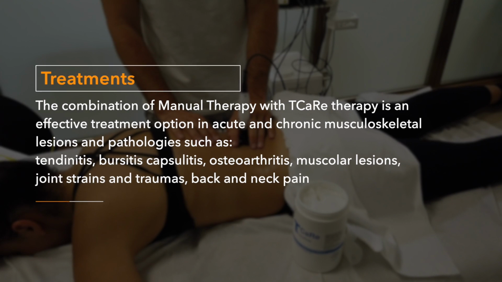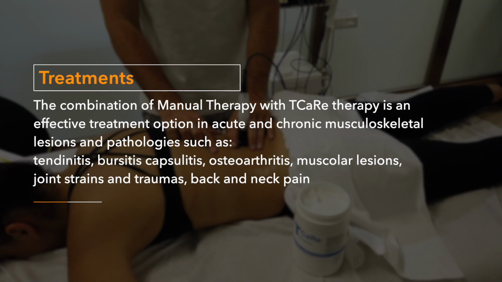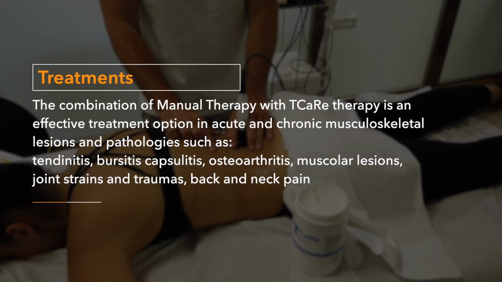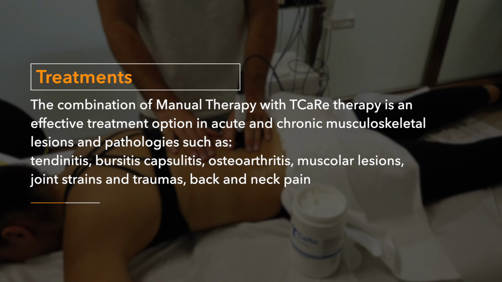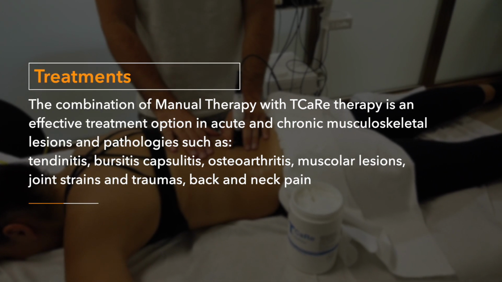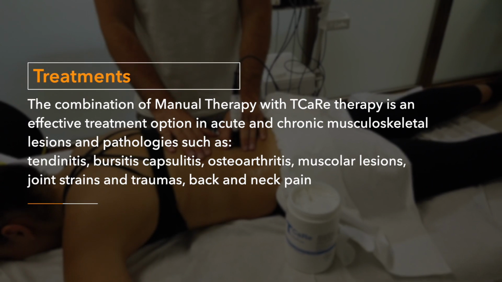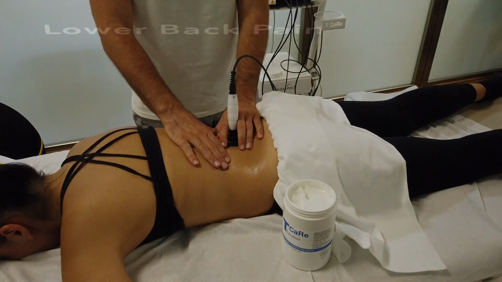By combining manual therapy with TCARE technology, it will be possible to treat several pathological lesions of the musculoskeletal system, such as tendinitis, bursitis, capsulitis, osteoarthritis, muscular lesion, joint strain traumas, back and neck pain. We start with lower back pain.